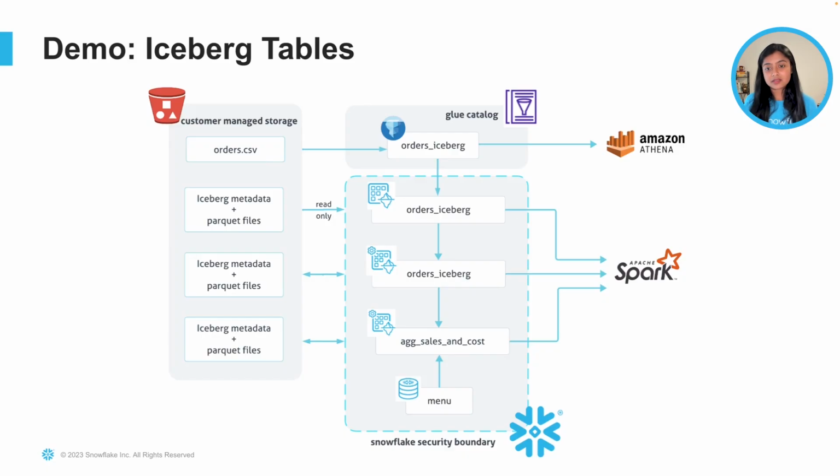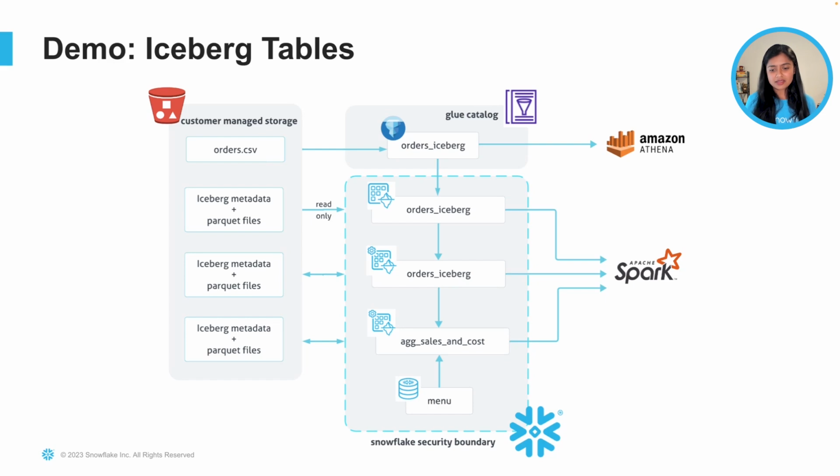All right. To quickly summarize our demo, we started with the orders table as a CSV file landing in our S3 bucket. We went ahead and created a Glue crawler and a catalog to create an Iceberg table using Athena. And then we created an orders Iceberg within Snowflake by creating an external volume and a Glue catalog integration. And as you can see, this was only read only, meaning we could only read from this specific Iceberg table. So we converted it into a managed Iceberg table, which we were able to write into.